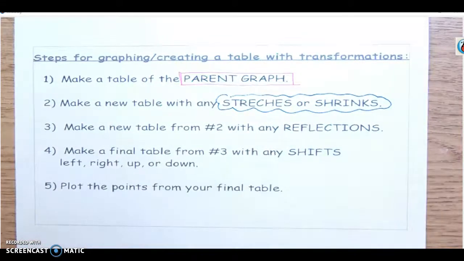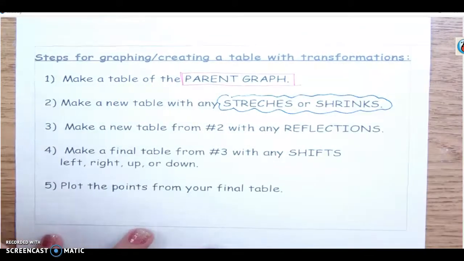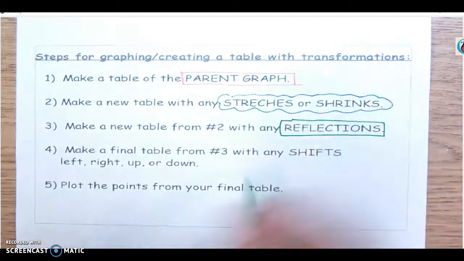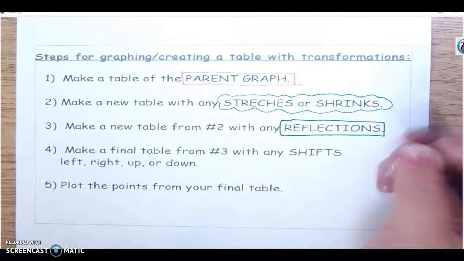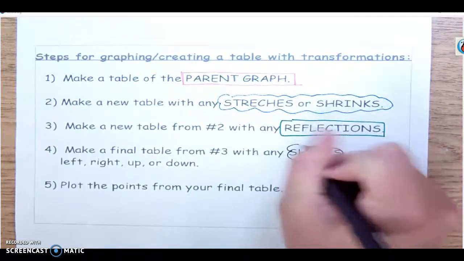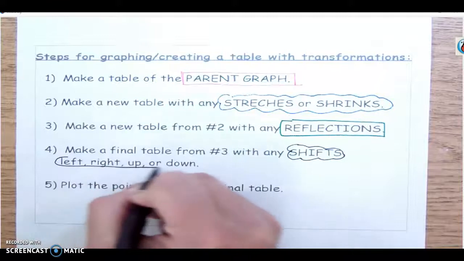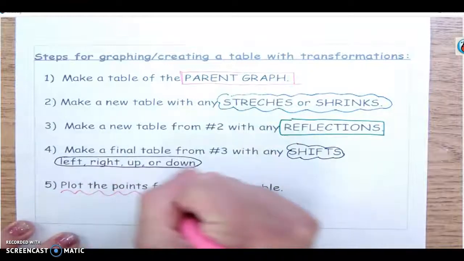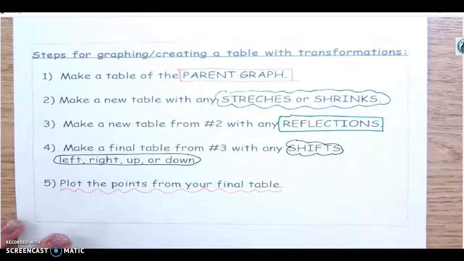Then you're going to make another table, and you're going to make sure you do the reflections next. And then after you do the reflections, then you can do any shifts. So anywhere you move left, right, up, or down. So you have to do stretches or shrinks first, then reflection, then you can do your left, right, up, or down. And then finally you can plot your points from your final table, and that'll give you what your graph's going to look like. So that's how we're going to be looking at transformations.